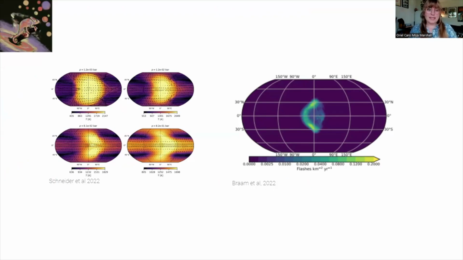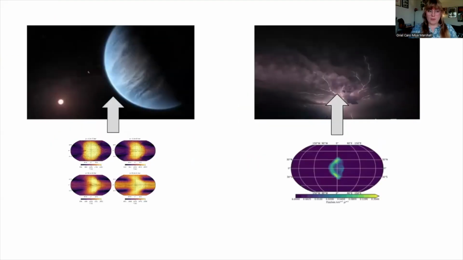And then on the right is a map of a simulated Earth-like tidally locked planet showing where lightning would strike on this planet. Clouds and lightning are two weather phenomena which are fascinating, especially within the context of planets outside of our solar system. What the network focuses on is creating models of them.